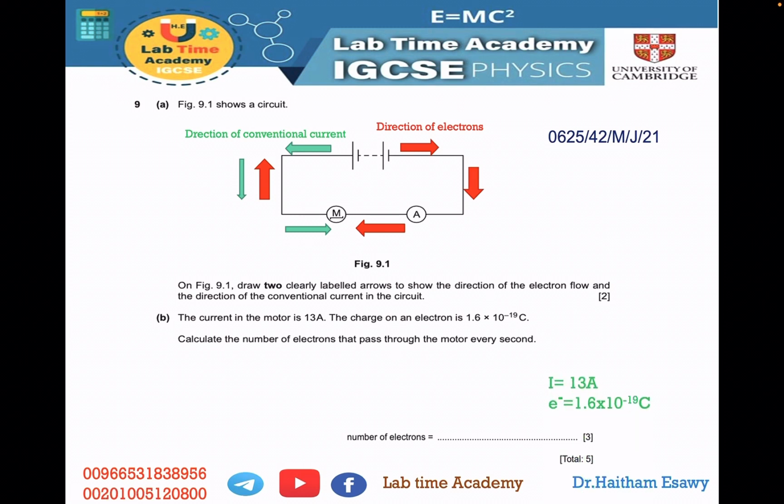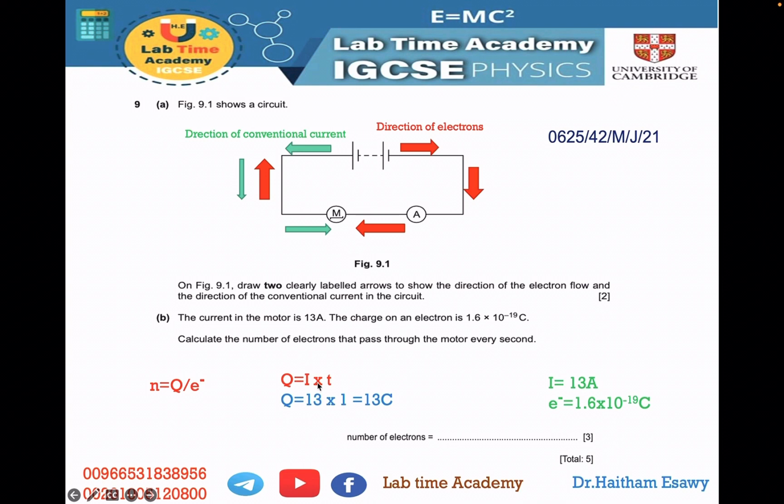Actually, we have to write the given first. Here we have the electric current, which is 13 ampere, as you see, and the charge of the electron, 1.6 times 10 to the power of negative 19 coulomb. And he asked me to calculate the number of electrons. What is the law for the number of electrons? N equals Q over e. Here we have e, but we don't have Q, so we have to get Q first.